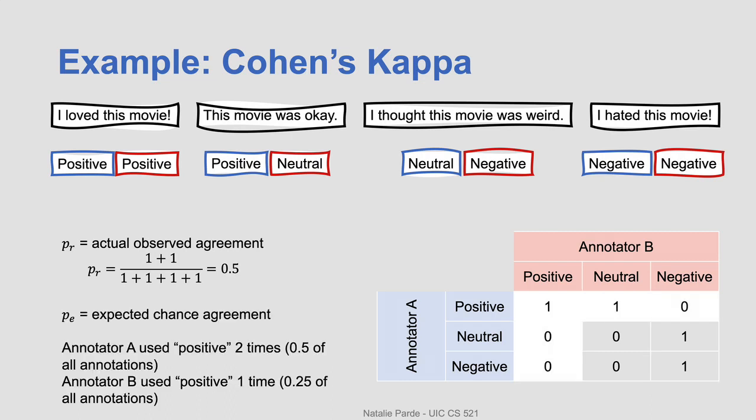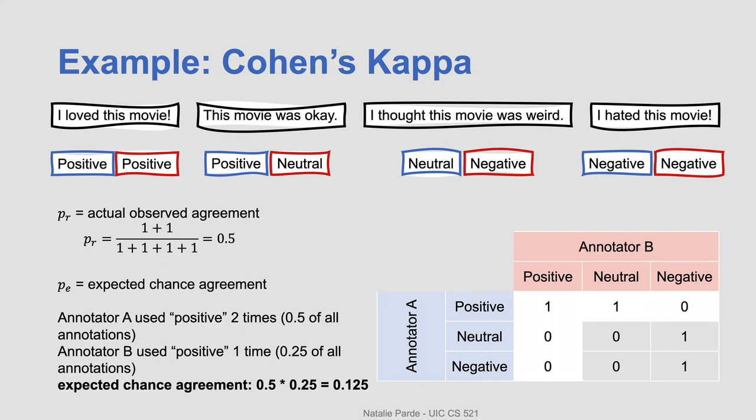Now, we need to compute the expected chance agreement probability. We see that annotator A assigned the positive label twice, so half of the time, and annotator B assigned the positive label once, so 25% of the time. This means that if we added a new instance, there'd be a 50% chance that annotator A would assign it a label of positive, and a 25% chance that annotator B would assign it a label of positive. So there'd be a 0.125 chance that they'd both assign a positive label by chance.